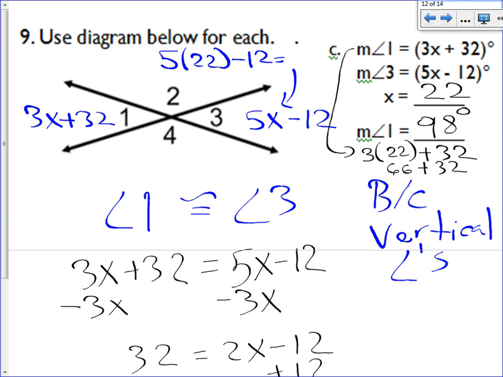All right, so what's 5 times 22? So 5 times 22, that's going to be 110, and 110 minus 12 gives me 98. So that's a way of verifying that your answer is correct for this problem. And this is how you do 9C.